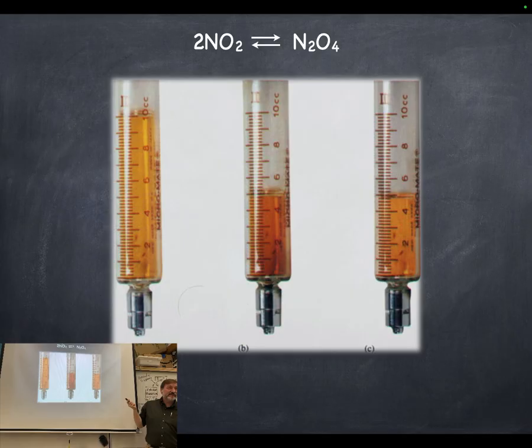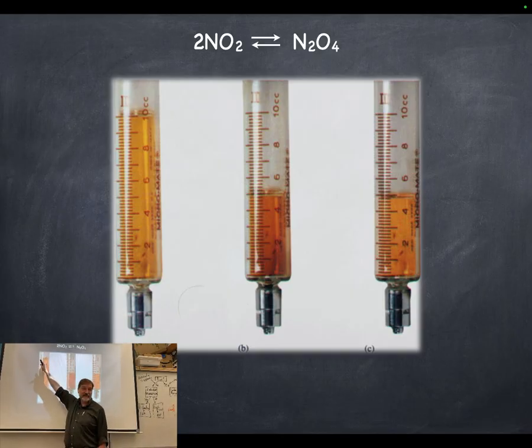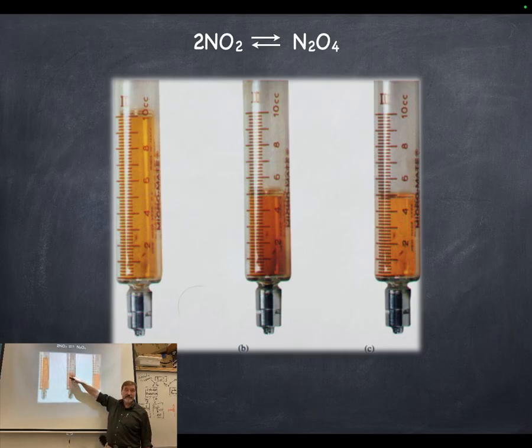It dimerizes, a fancy chemistry word that means two small things bond together, into dinitrogen tetraoxide. Okay, this is colorless. I have a system at equilibrium. I've got a syringe, 10 milliliters, it's at equilibrium. I push the plunger down to 5 milliliters.